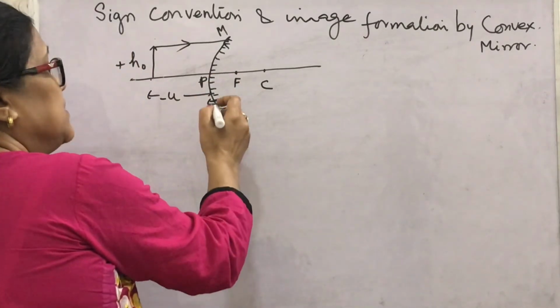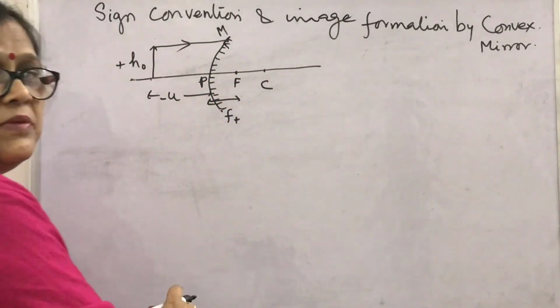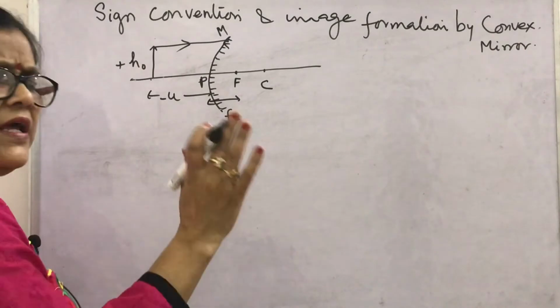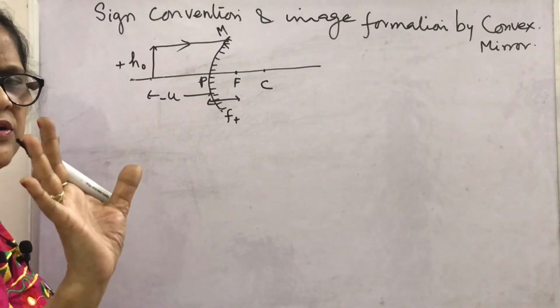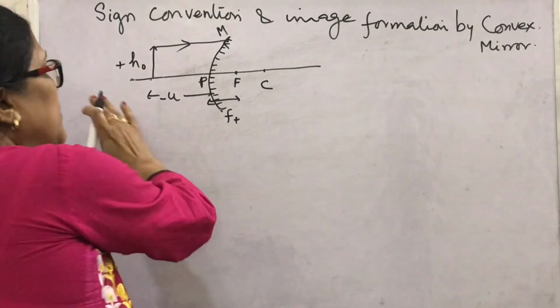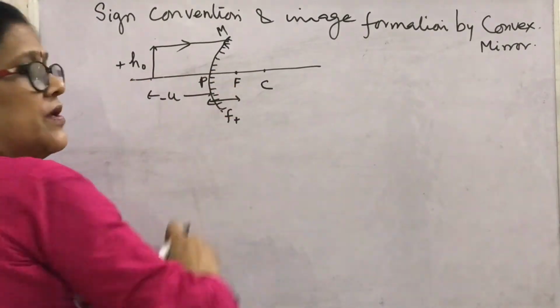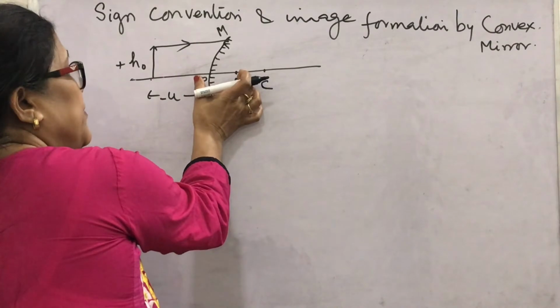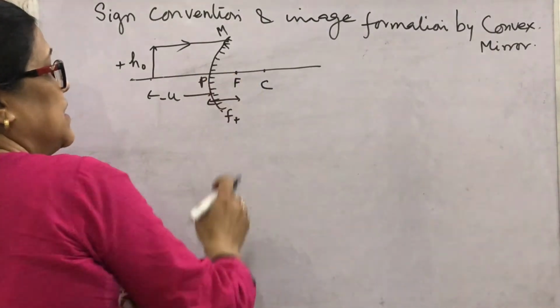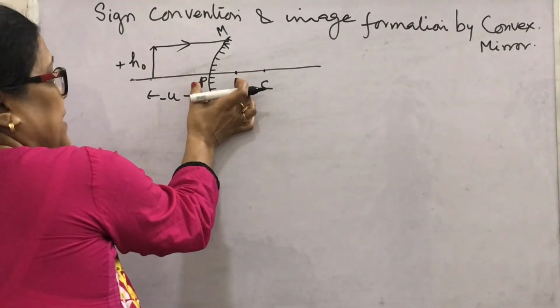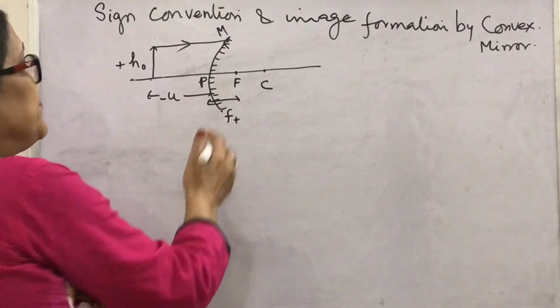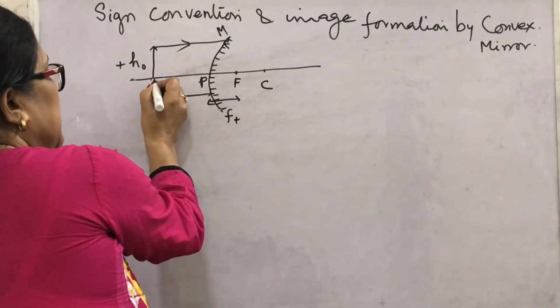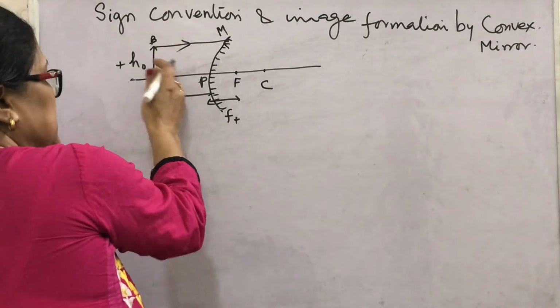Now I will discuss how the images are formed. In the case of a convex mirror, you put the object anywhere. The image is always formed between pole and focus, that is, in between the P and F points. Look, I have shown here AB is the object in this same figure.